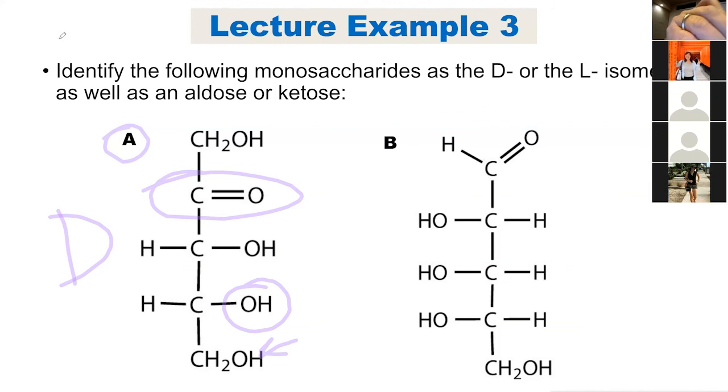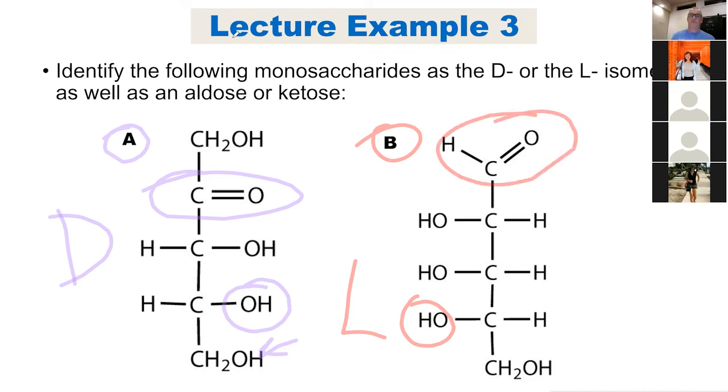So let's look at B. First, is it a D or an L isomer? L. Why? The OH on carbon 4 is on the left side. That's right. That makes it L. Now, is it an aldose? Yes, because there's an H on the terminal carbon. So what do we call that group? Aldehyde. Excellent.